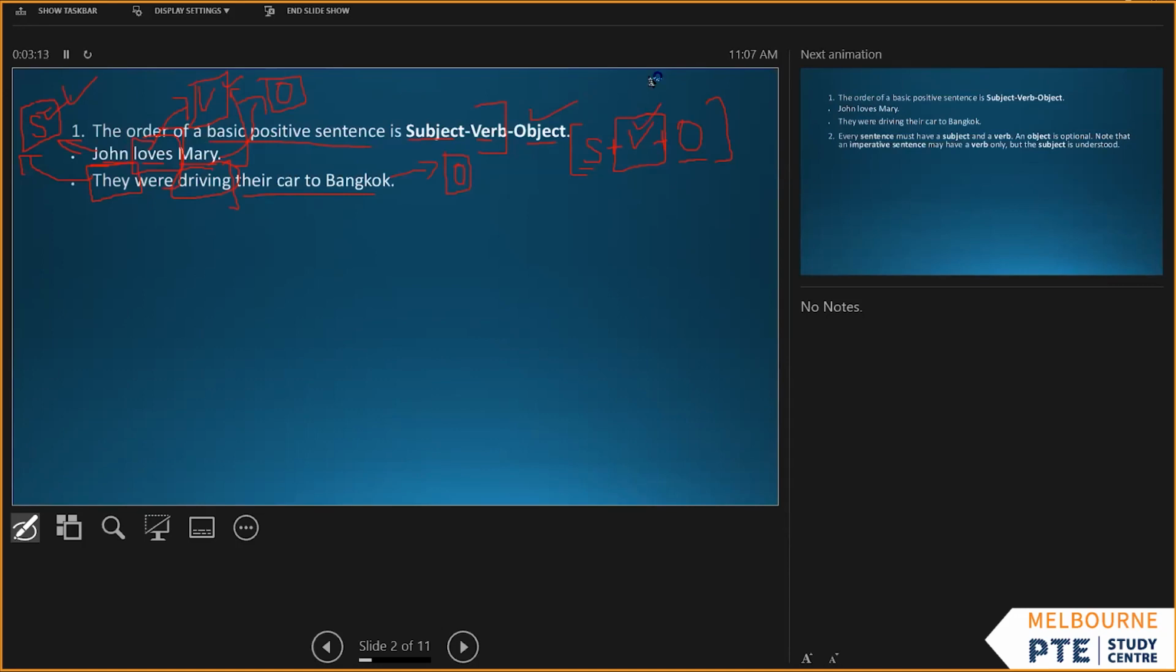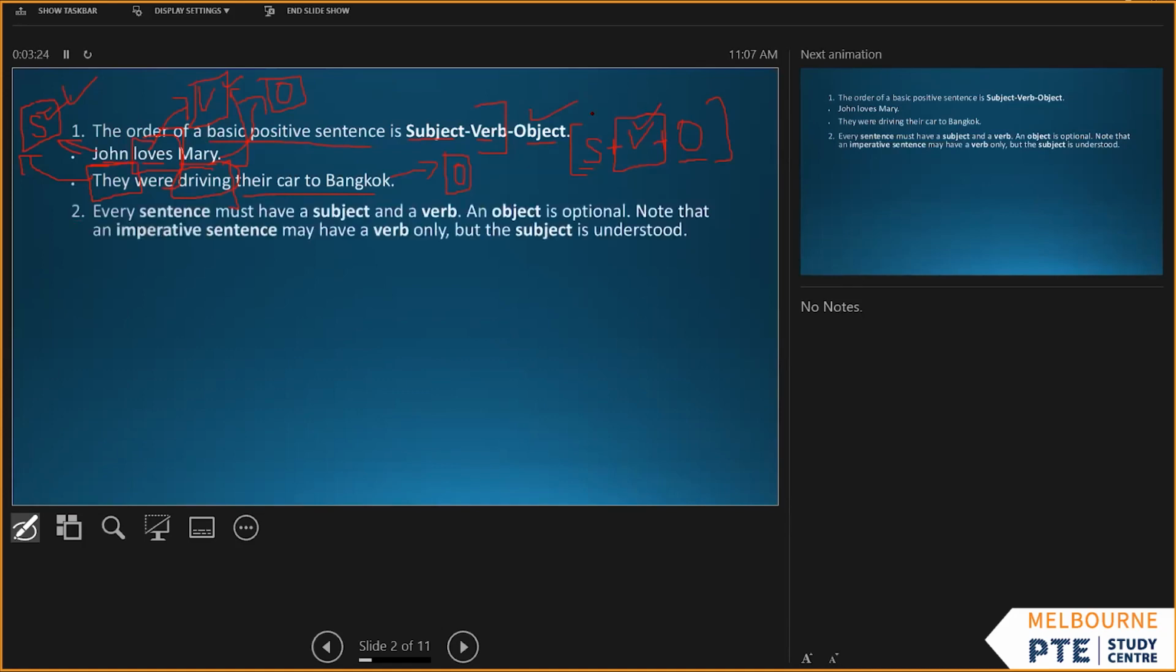And at times this can happen as well, that maybe in your list of words, you have just one verb. So of course that one verb will be your answer then. Okay. Now, moving on to the second rule.